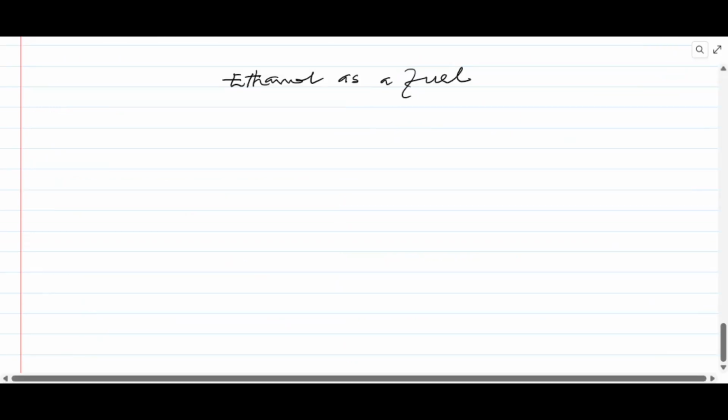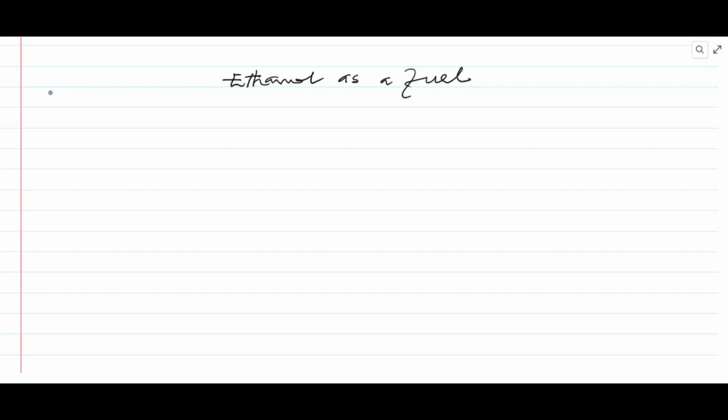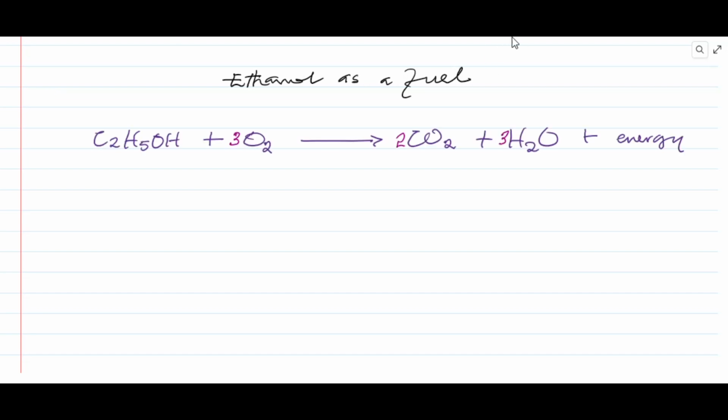Remember that we said ethanol can undergo a combustion reaction to give us carbon dioxide and water. And remember, any reaction that undergoes combustion will produce heat. So combustion of ethanol also produces heat. Because this reaction produces enough heat, ethanol can be used as a fuel. So let's write the equation for the reaction. This is the reaction. The heat energy generated in the reaction makes ethanol a good fuel.